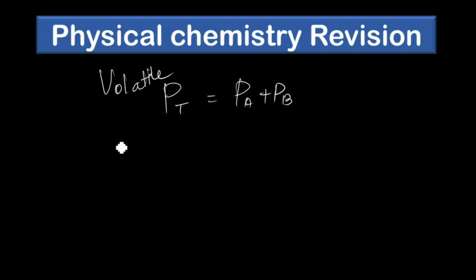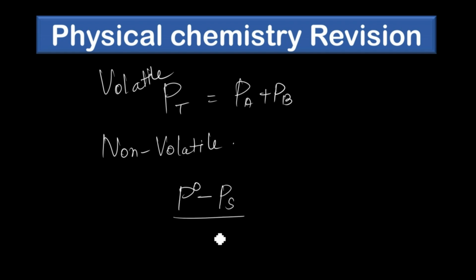So what about a non-volatile solute? For that we have (P naught minus Ps) by P naught, which is equal to N2 by N1 plus N2. N1 and N2 are the number of moles of 1 and 2. You can just substitute it with given mass by molecular mass as well. Ps is the vapor pressure of the solution.